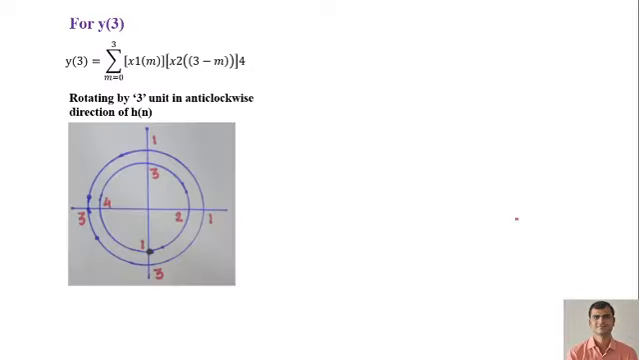In a similar way we go for y of 3. Rotate by 3 samples the sequence of x2 of minus m, or rotate by 1 unit the sequence of x2 of 2 minus m. So we will be getting the answer for y of 3 as 20.